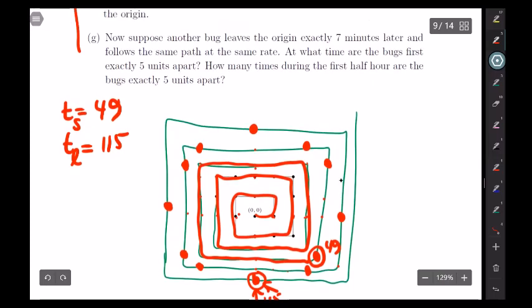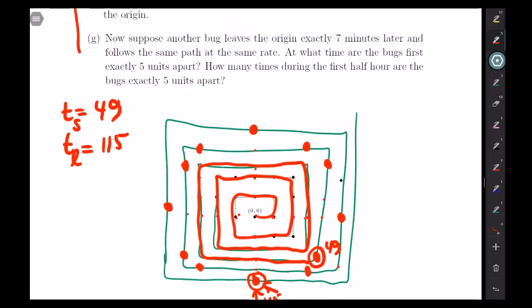All right, so here's another question. Now, suppose another bug leaves the origin exactly 7 minutes later and follows the same path at the same rate. At what time are the bugs first exactly 5 units apart? Yes, another bug leaves it, and then at what time are they exactly 5 units apart? And then within the first 30 minutes, how many times will they be exactly 5 units apart from each other? So you guys can see that this doesn't have any end. The questions get harder and harder.